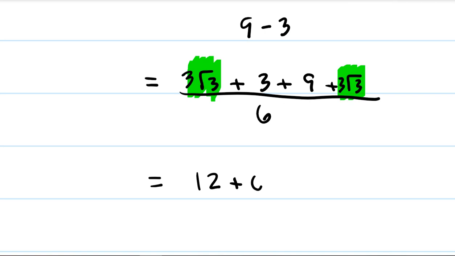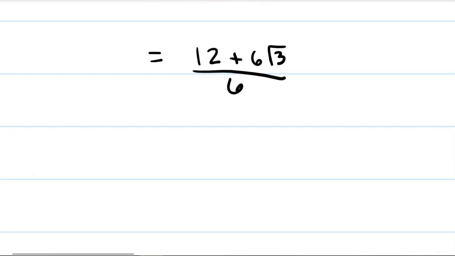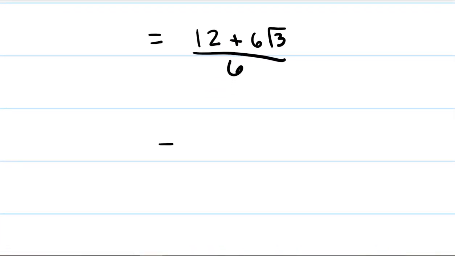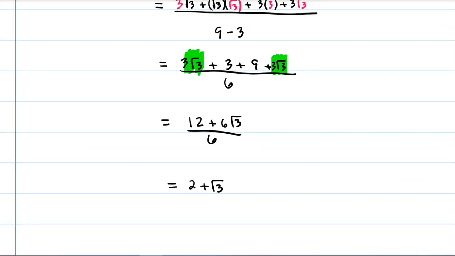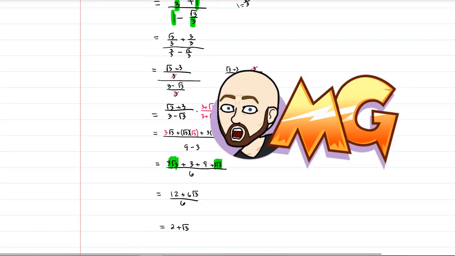So we're going to have 12 plus 6 square root of 3, all of that over 6. And then, hey, lo and behold, 6 goes into both of those terms. So when you're all done, you'll have 2 plus square root of 3. Oh my gosh. So that is the exact value for the tangent of 75.